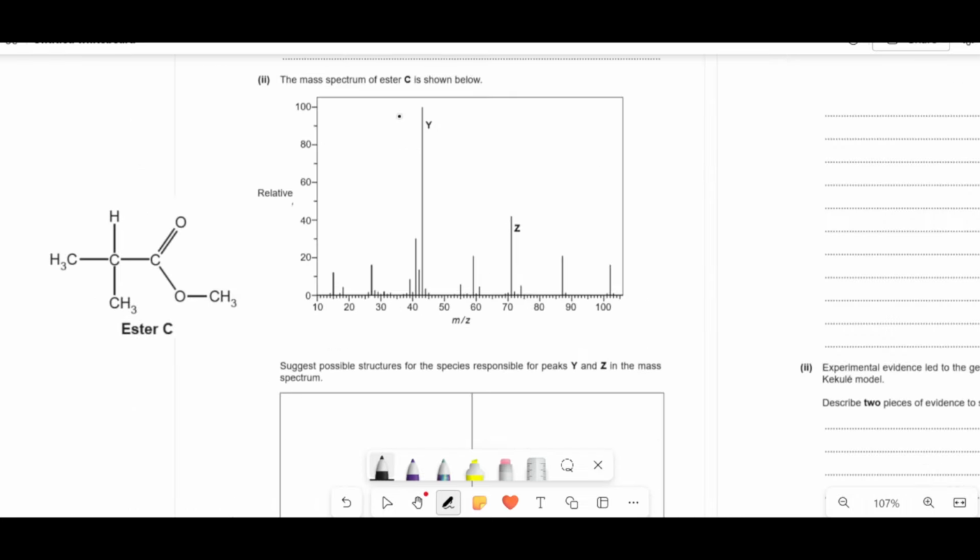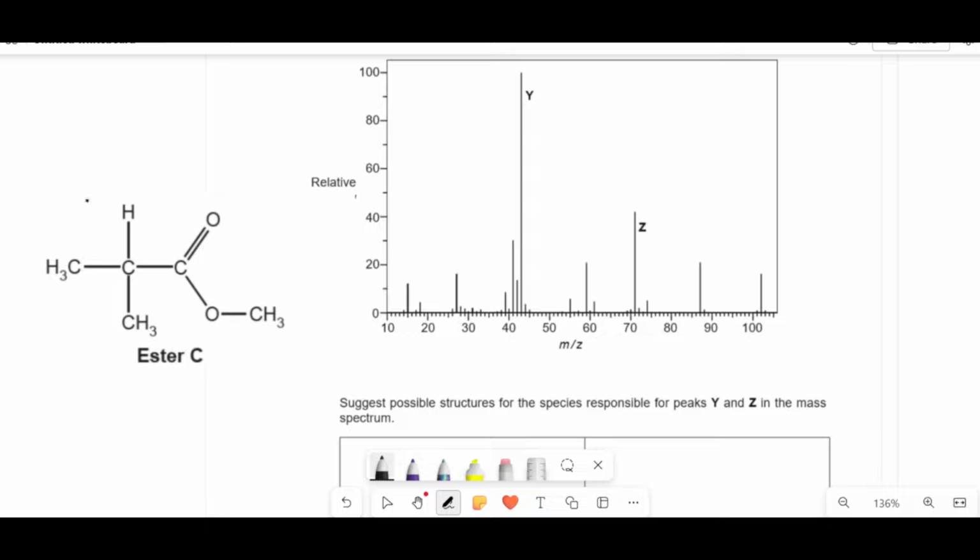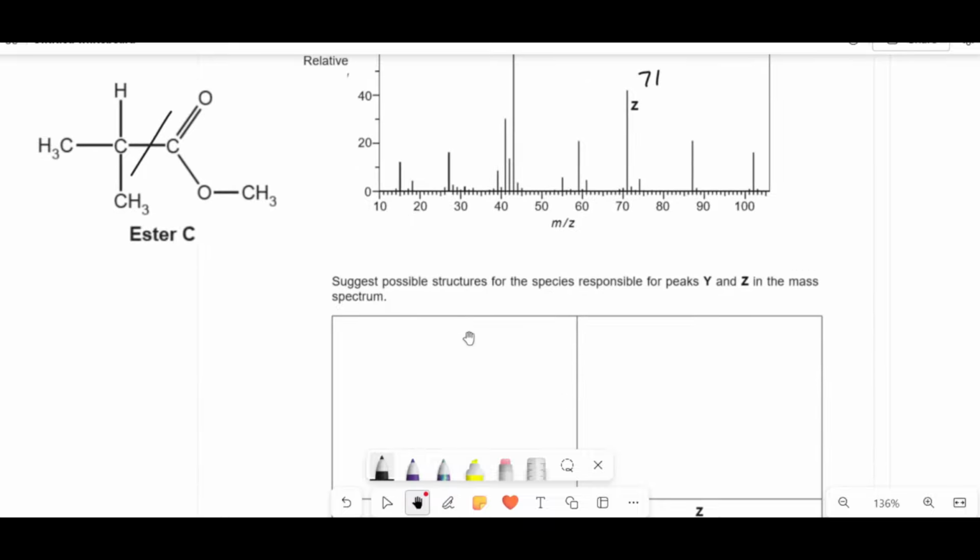Right, so the mass spectrum of ester C is shown below. Suggest possible structures for the species Y and Z. What you've got to do is look at these m/z values and figure out what they are, and see what you could break off. Here, that's a 71 and that is 43. So what must have happened is a fragment breaking off at certain points to give you these, right? A good start is to break this part off. So we've got CH3, C and an H, plus. They're positive, remember. If we do that, it does work out to be 43.